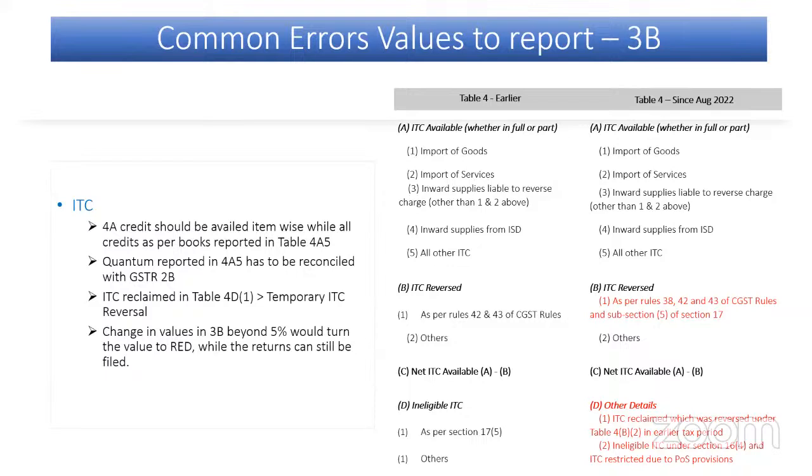Ineligible ITC under Section 17(5) has to be reported in ITC reversed now. Earlier, we used to report ineligible ITC as per Section 17(5) in Part D. However, from August 2022, it has to be added to our gross ITC and reduced in ITC reversal, and it need not be reported in Part D now.